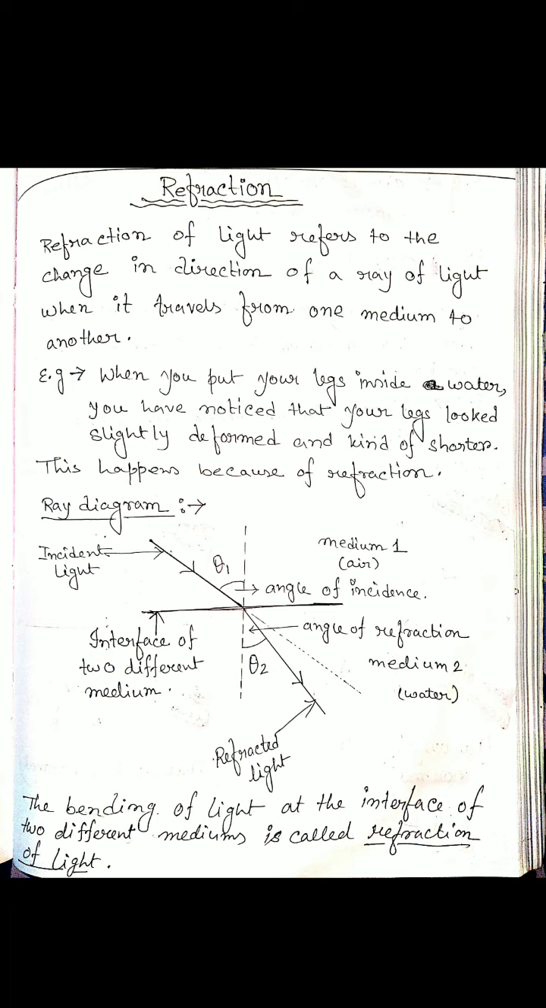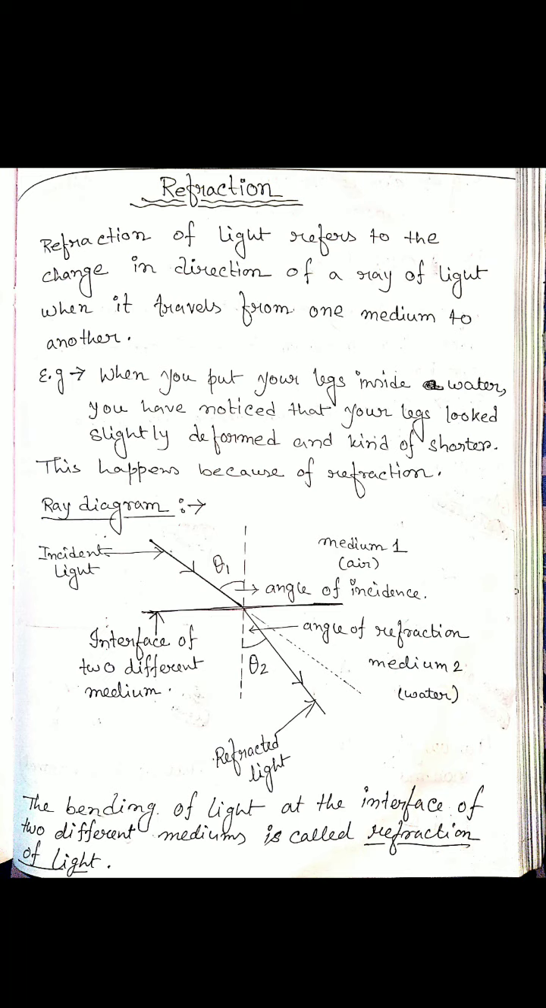Theta 1 and theta 2: the angle of incidence is the angle between the incident ray of light and the normal, and the angle of refraction is the angle between the normal and the refracted ray of light. Another way we can define refraction: the bending of light at the interface of two different mediums is called refraction of light.